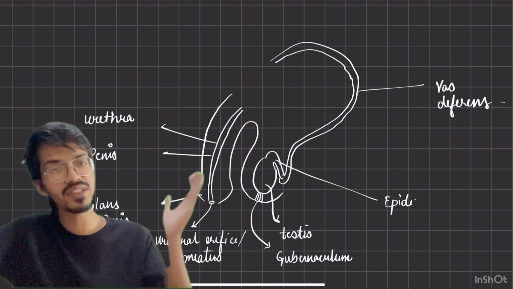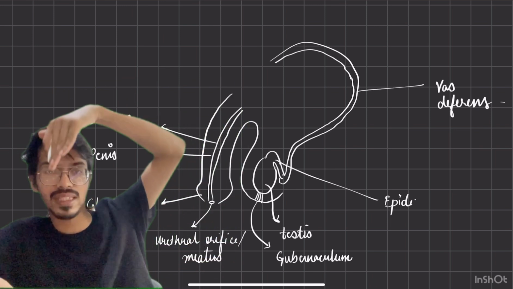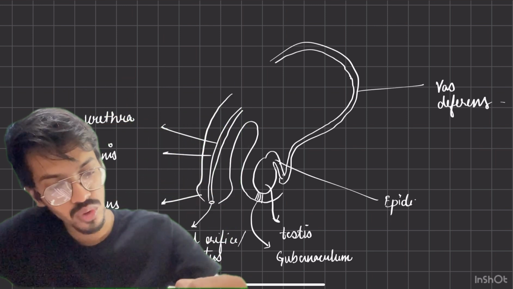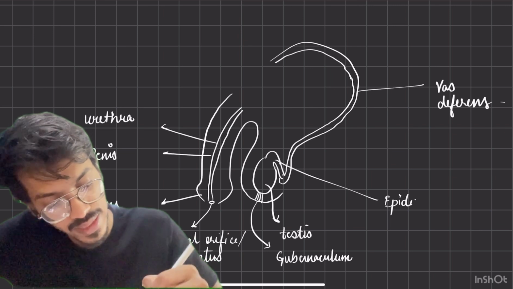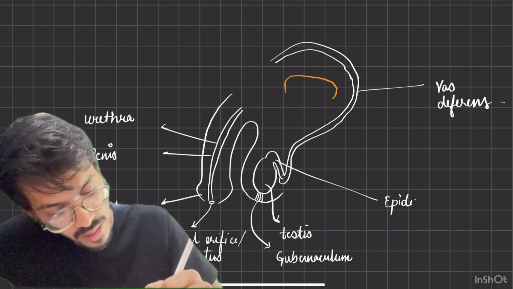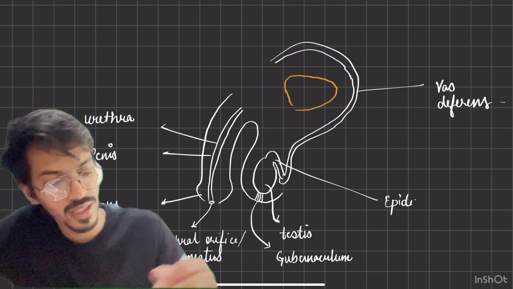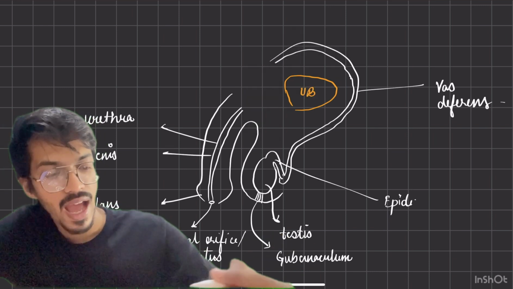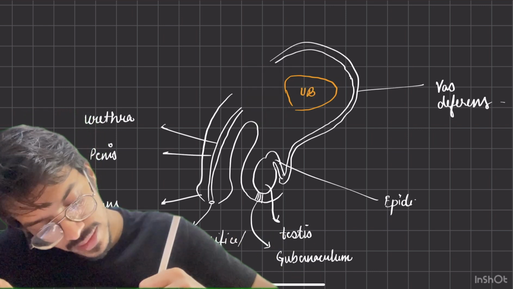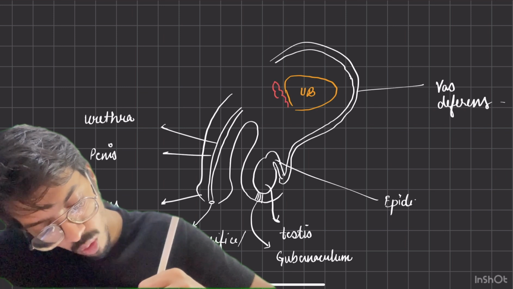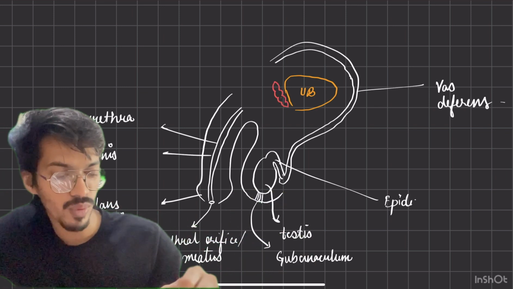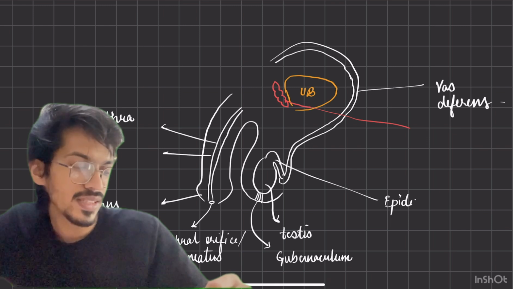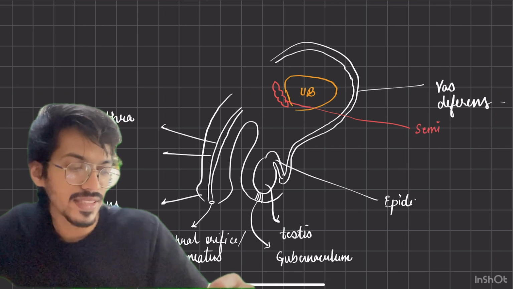This vas deferens goes above the urinary bladder. So can I make the urinary bladder somewhat here? It is going above the urinary bladder. So this is your urinary bladder. And over here there is a presence of a paired gland. This red one I am making, the name is seminal vesicle.